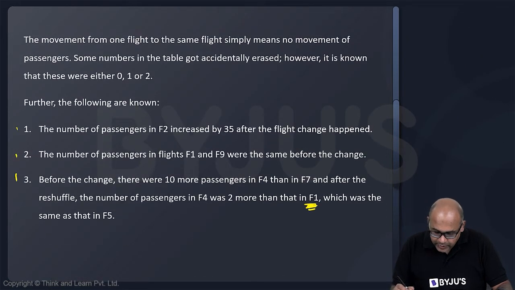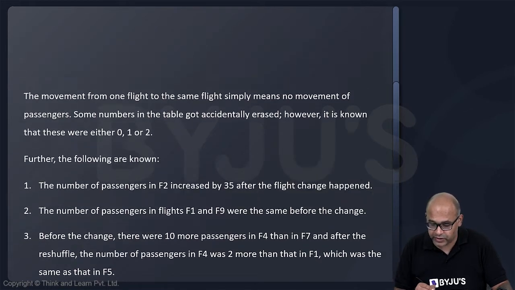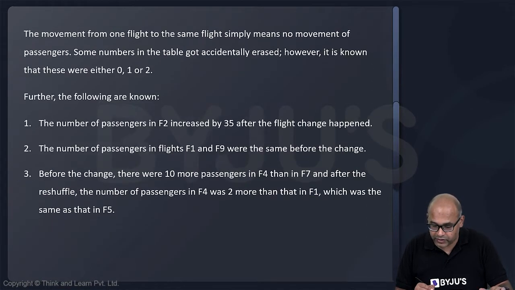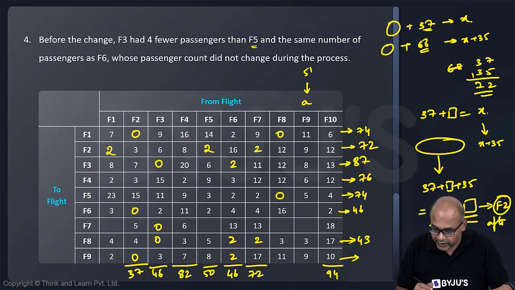Yeah. Then before the change, there were 10 more passengers in F4 than in F7, and after the reshuffle, the number of passengers in F4 was 2 more than in F1, which was the same as that in F5. Yeah, here. The number of passengers in flights F1 and F9 was the same before the change. So let's take a look at F1 and F9. So this and this should be the total.